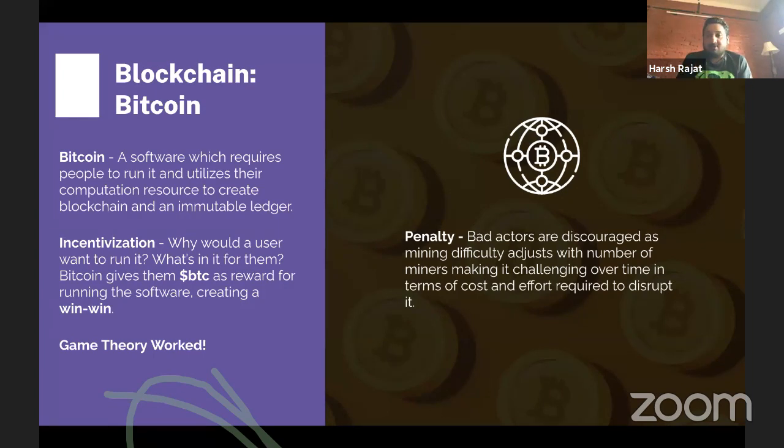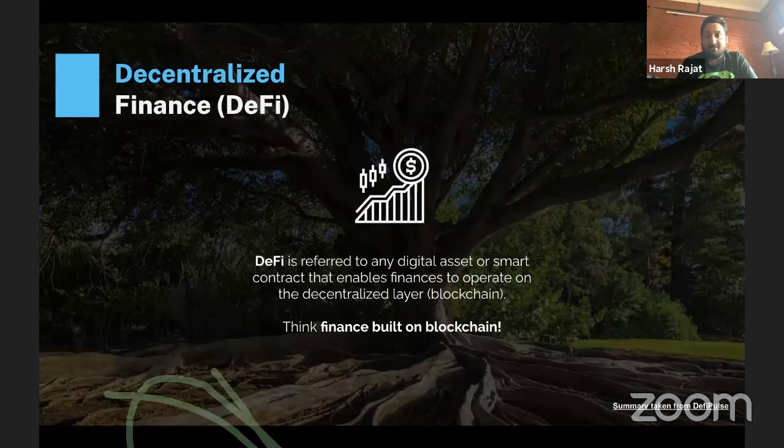And of course, we already spoke about the win-win scenario wherein Bitcoin needs these users to run the software, and when these users are running the software, they are converting into Bitcoin itself, making sure that both players in the ecosystem win. And of course, the game theory worked, because we can see Bitcoin is at the top of cryptocurrency, and it's talked about so often now. So that was just a little bit about game theory.